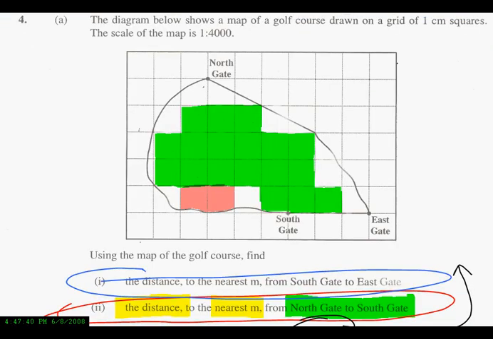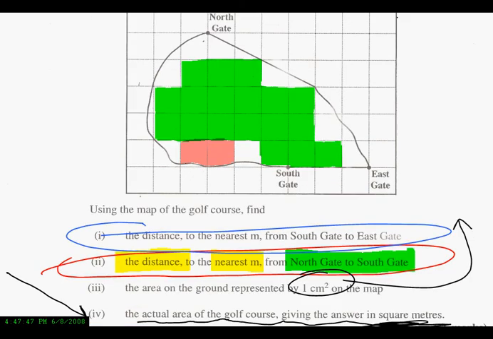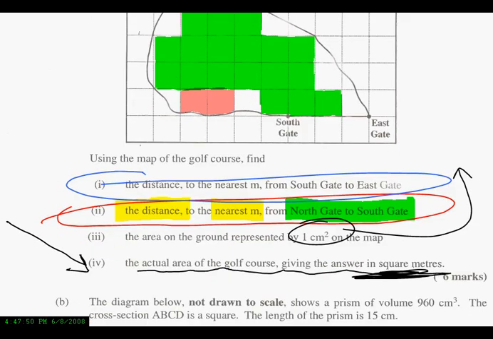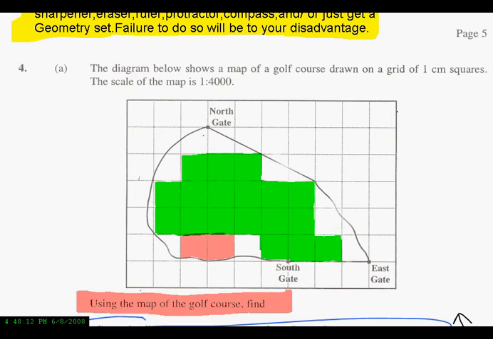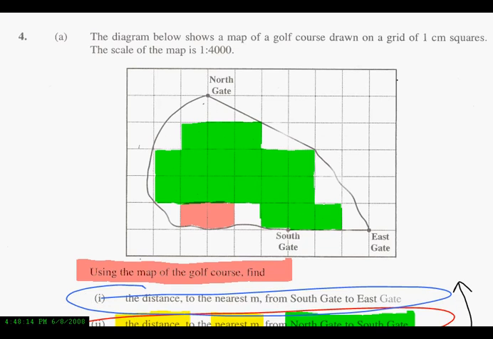The question asks you to find the actual area of the golf course, giving the answer in square meters. So that's what they want you to find, using the map of the golf course. Now you're going to have to do some counting here. So let's scroll back up to it. I've cleared it up a bit, and let's get to our counting.